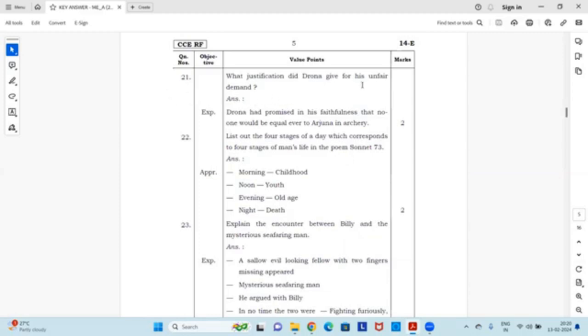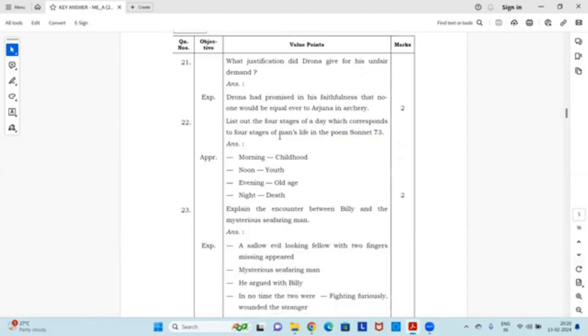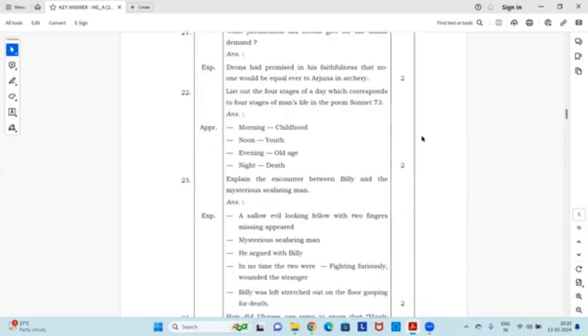What justification did Drona give for his unfair demand? Answer: Drona had promised in his faithfulness that no one would ever be equal to Arjuna in archery. Okay. Next question. List out the 4 stages of a day which correspond to the 4 stages of man's life in the poem Sonnet 73. Answer: Morning resembles childhood, noon youth, evening old age, night death. These are the 4 stages of life which resemble the 4 stages of a day. So this is how it is mentioned in the poem.